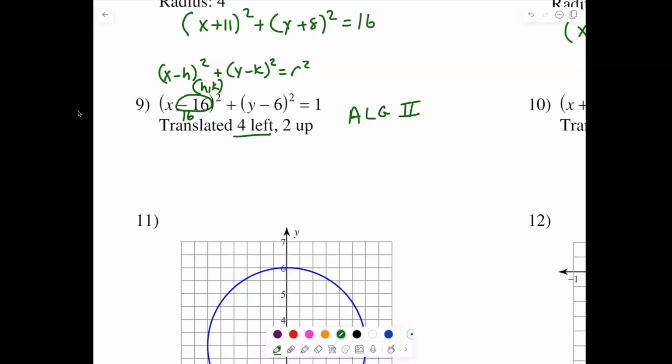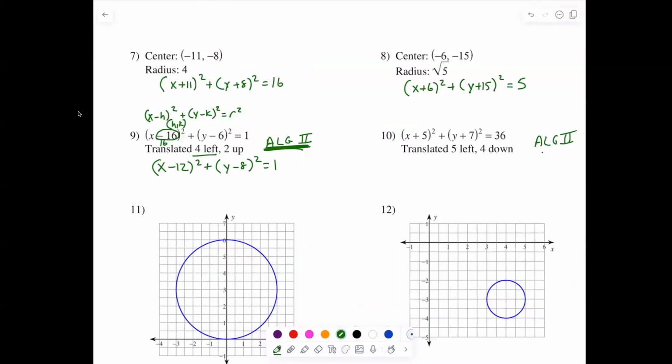Thank you very much to those of you who are listening. If I want to translate something 4 units to the left, I simply add 4 in the parentheses. So technically this is x minus 12 squared. If I want to go up 2, inside the parentheses I have to go down 2. That's correct. So this would be y minus 8 squared equals 1. That's for those of you thinking about next year, when you'll be discussing transformations. On our little quiz, that won't be on there at all.